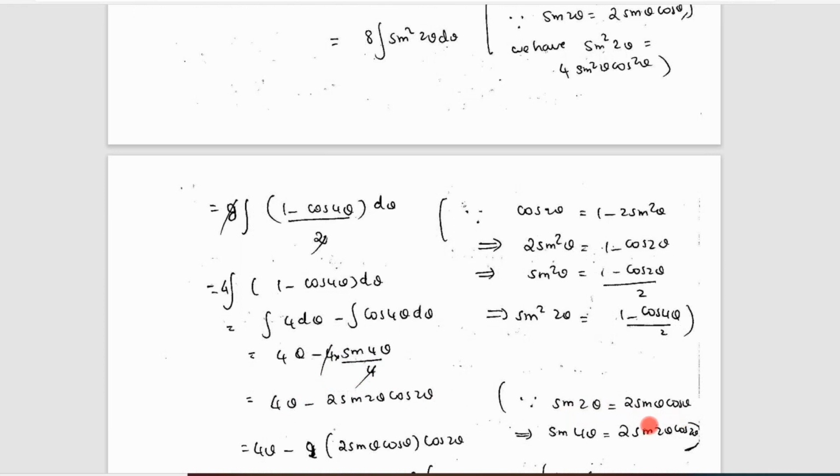We have studied that sin 2 theta is 2 sin theta cos theta. Therefore sin 4 theta is, replace theta by 2 theta again. You get the value of sin 4 theta. If you replace theta by 2 theta in the above result, we get 2 sin 2 theta cos 2 theta. So here I have replaced.